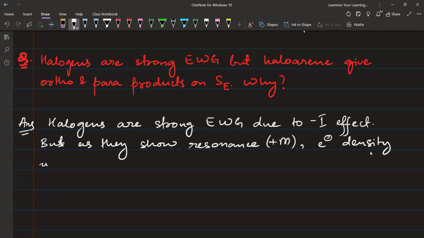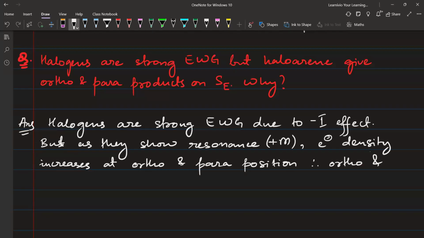Electron density increases at ortho and para position. Therefore, ortho and para products are formed on SE.